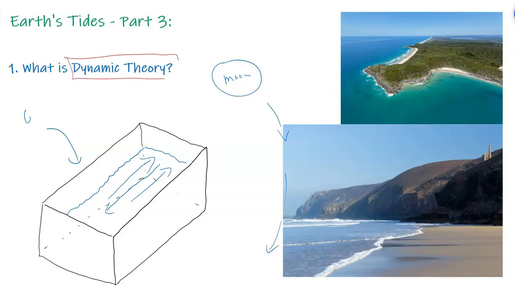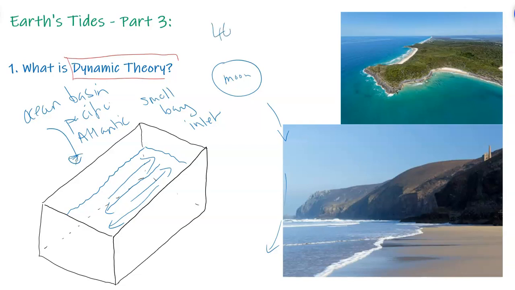Now these sides could be an ocean basin, could be the Pacific, could be the Atlantic, or it could be a small bay or an inlet. But it's going to move back and forth according to where the moon is and the sun. Now, these other variables, the shape of the coastline and the depth, are going to affect, as I said, again, these 400 variables. But it's going to oscillate and move, and when it refracts and reflects off the sides or the coastlines, it's going to create what's called a standing wave.